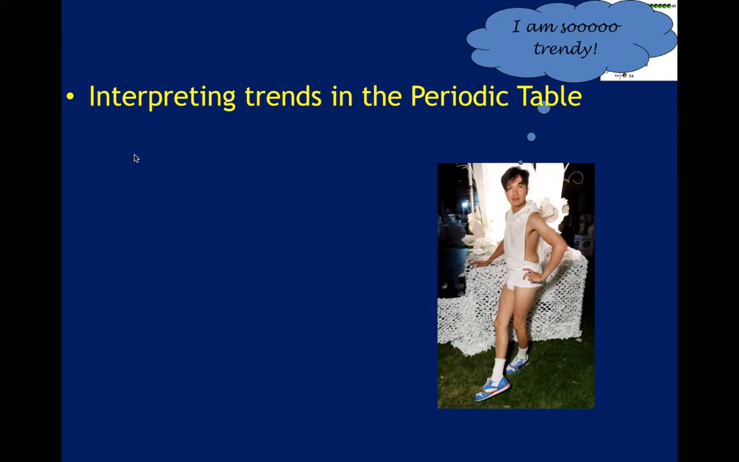Okay folks, welcome to the first lesson in our new topic, and in it we're going to be looking at trends in the periodic table for a variety of things, and we have to be able to state what the trend is and explain the reasons for that trend.